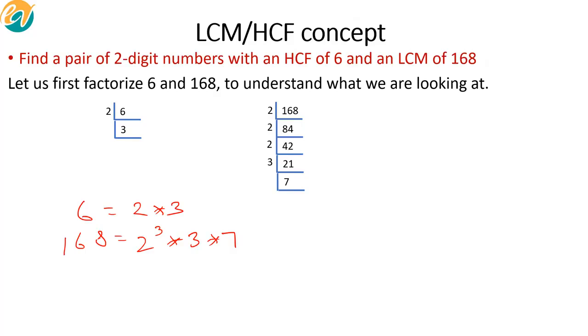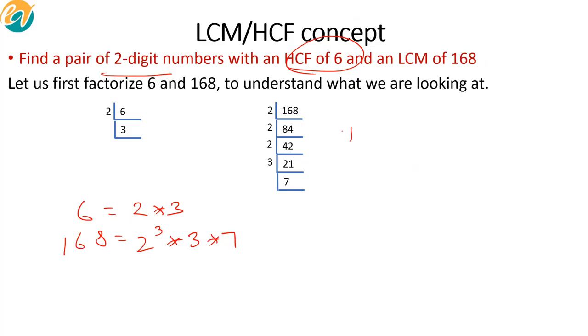Now, this is where I want you to do some critical thinking. What we have to find out is those two-digit numbers whose HCF, highest common factor, is 6. Highest common factor. What does it mean, common factor? That number should be a factor of both those two-digit numbers, right?